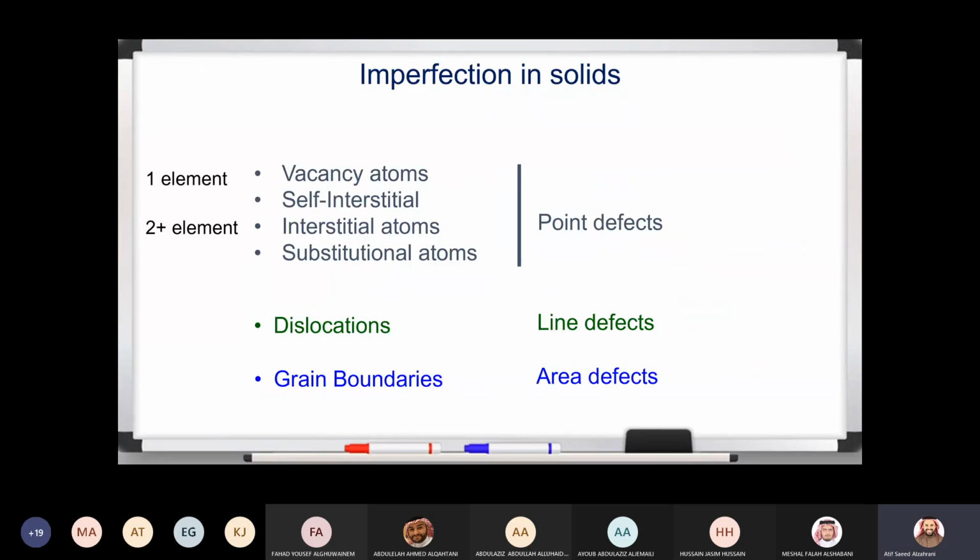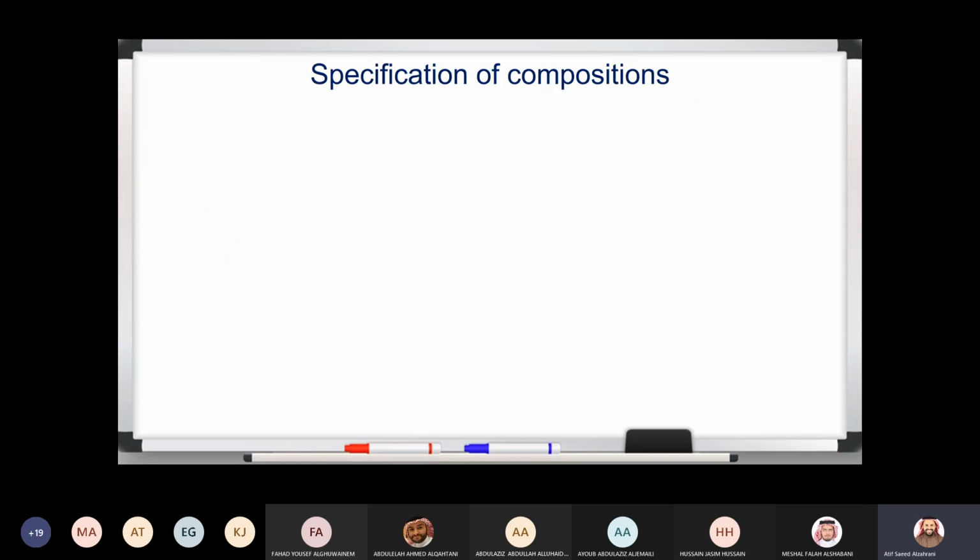So we have talked about the point defects: vacancy atoms, self-interstitial, interstitial atoms, and substitutional atoms. The only thing that we need to talk about is how to explain when we have 2 or more elements, meaning that you have atom A and atom B. Now we have a solid solution. Now, how to express the composition, for example, of atom A in that solid solution? So we have 2 ways to do that.